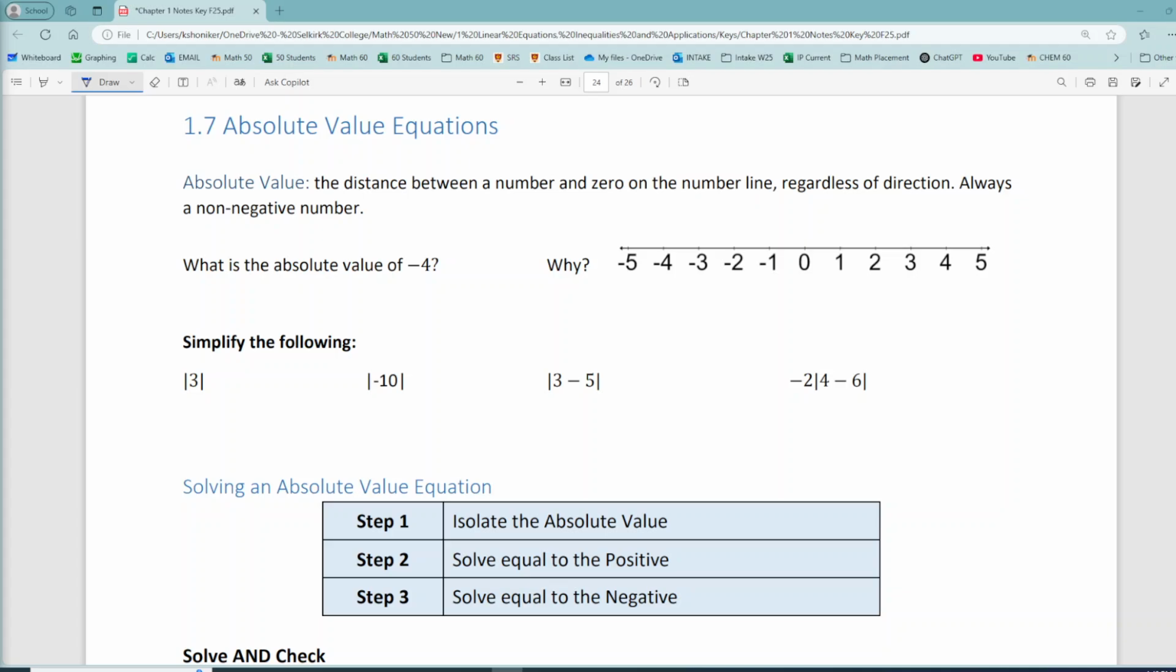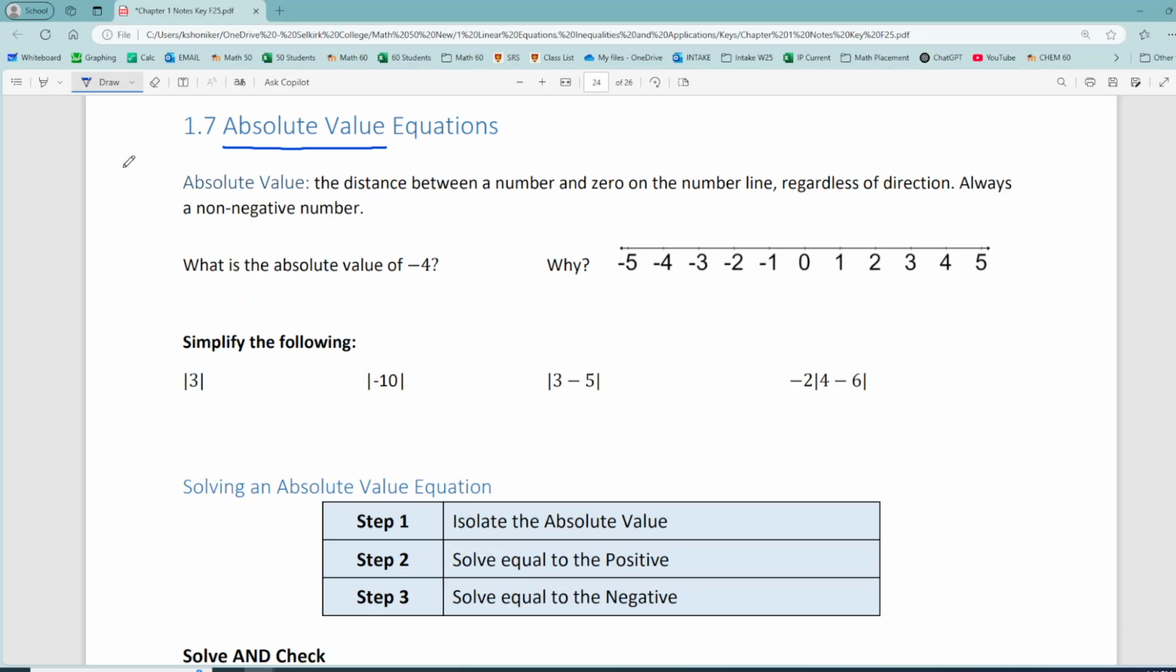We're almost done chapter 1. So 1.1 to 1.4 was all linear equations in one variable. 1.5 and 1.6 was to do with inequalities, linear inequalities, right? And compound inequalities. And then 1.7 is its own little section. So 1.7, we are going to learn to solve absolute value equations.